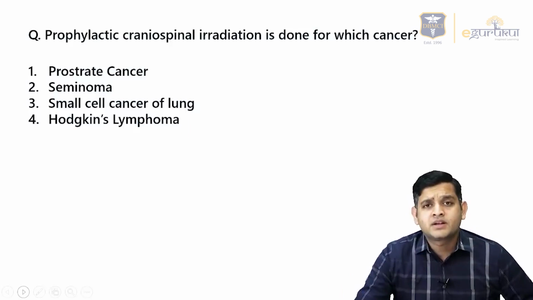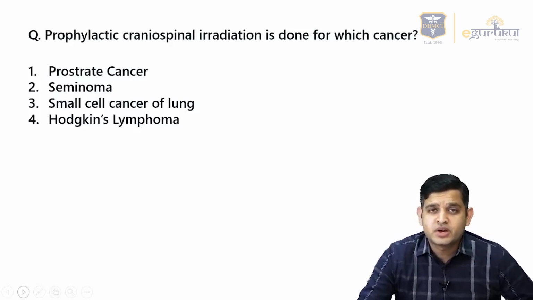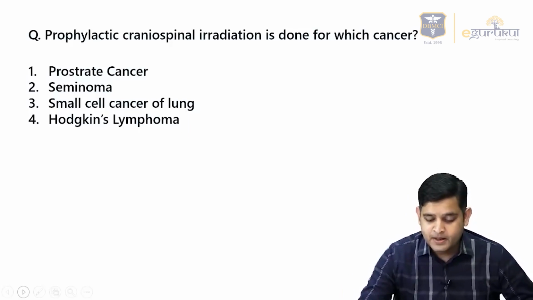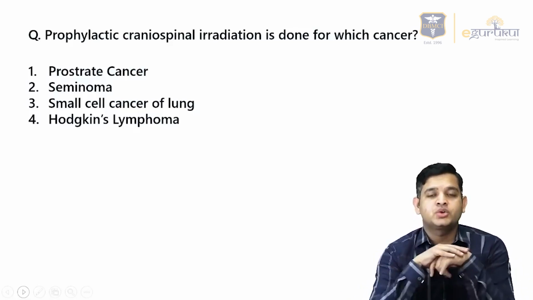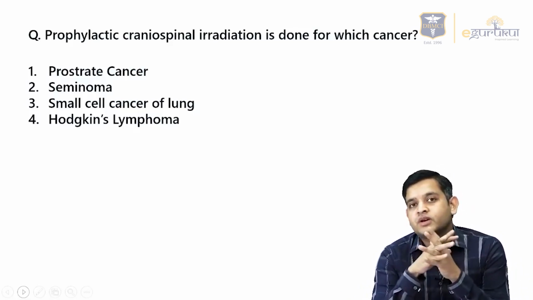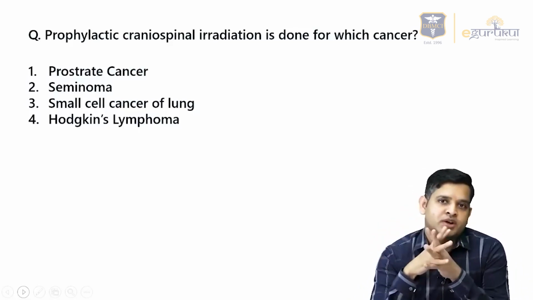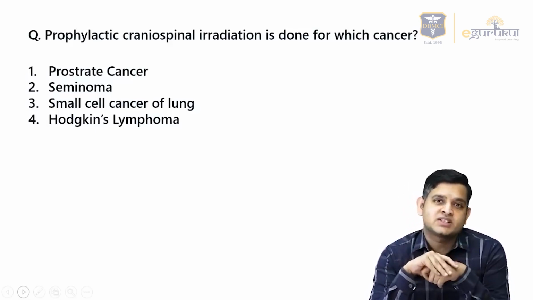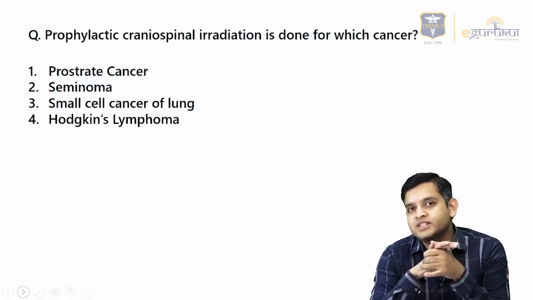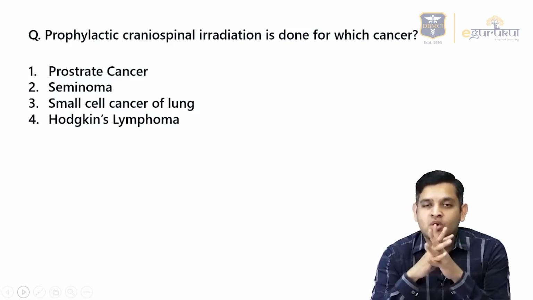There were a few difficult questions from radiotherapy also in the exam. Prophylactic craniospinal irradiation is done for which cancer? Please remember, when you do radiotherapy, usually you identify a lesion and give the radiotherapy, but there are a few cancers in which prophylactic radiations are given. The reason for giving these prophylactic radiations is because of the research.